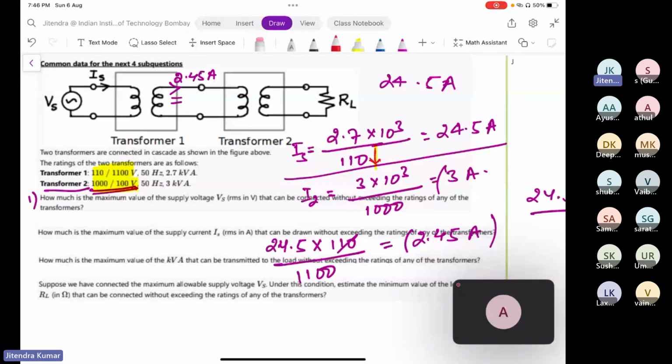Now, in the third part, how much is the maximum value of kVA that can be transmitted to the load without exceeding the ratings of any of the transformer?